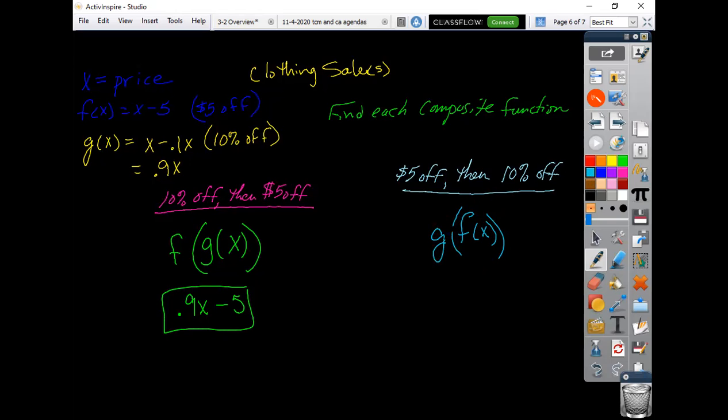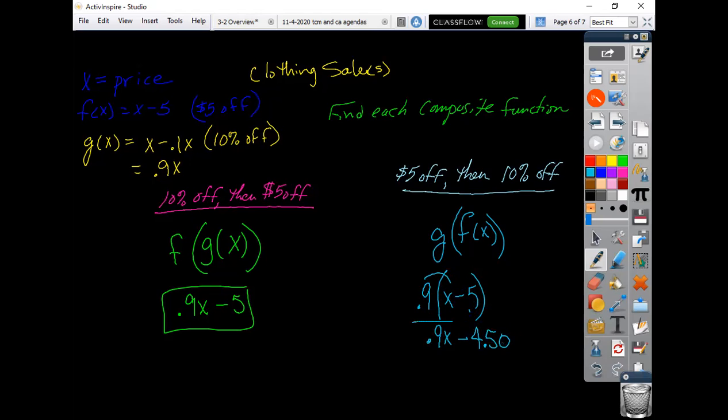And again, how does that work? Take your f of x formula and put it in place of your x here. So it'd be 0.9 times that x minus 5. All right, so how's that look? 0.9, and in place of that x, put your x minus 5. Multiply that out. 0.9x, and 0.9 times 5 is 4.5, so this must be 4.50.